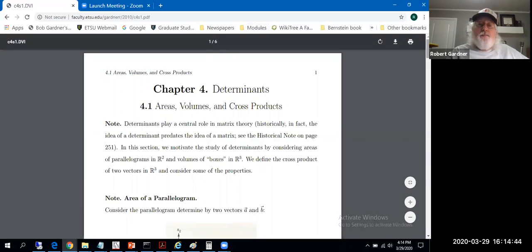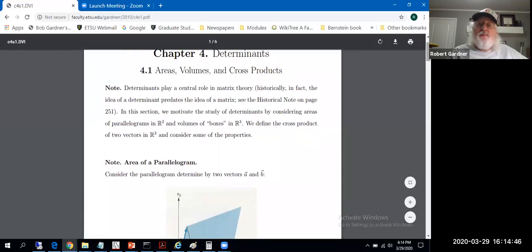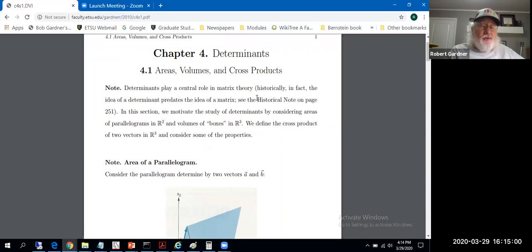So the title of the section is Areas, Volumes, and Cross Products. So again, it's motivation for this manipulation that we'll do to certain square matrices. Determinants play a central role in matrix theory. Historically, determinants even are a concept that predates the concept of a matrix. And there's a little story in the book on page 251.